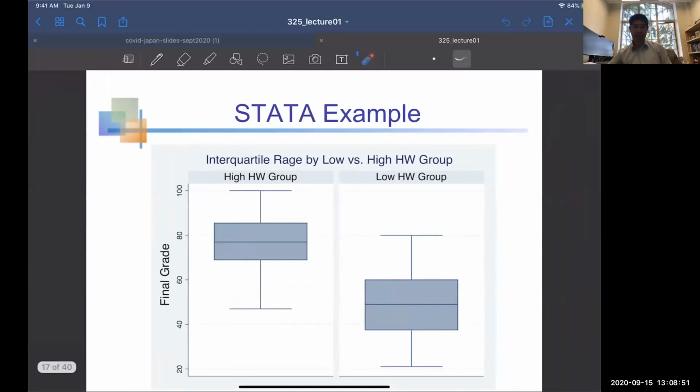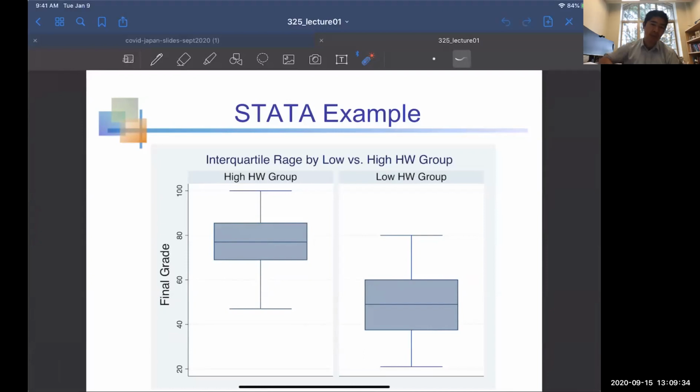Okay, so here's an example. So state an example. I should change to an R example soon, maybe. So this is about the distribution of the final grade among the past students who took Econ325, the last like 5 years. And then I classified between the low homework group and the high homework group. The high homework group tends to have a higher final course grade, okay?